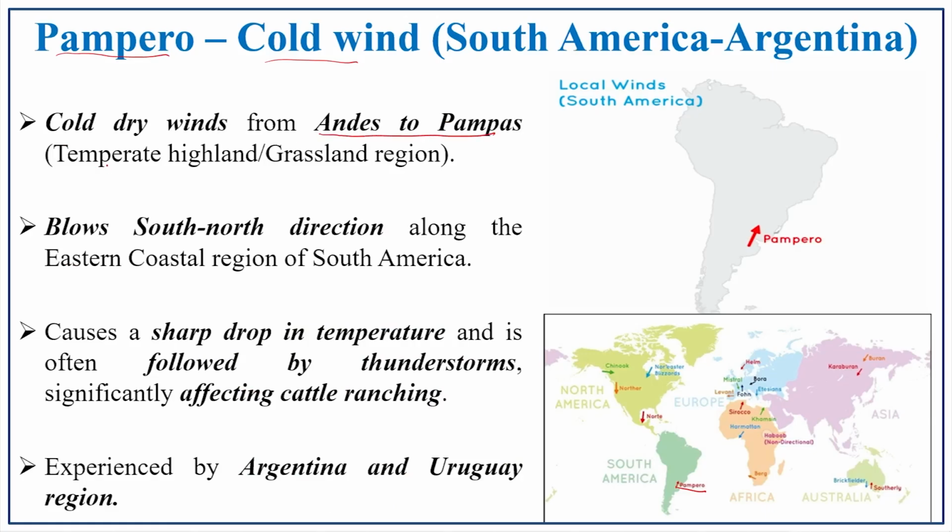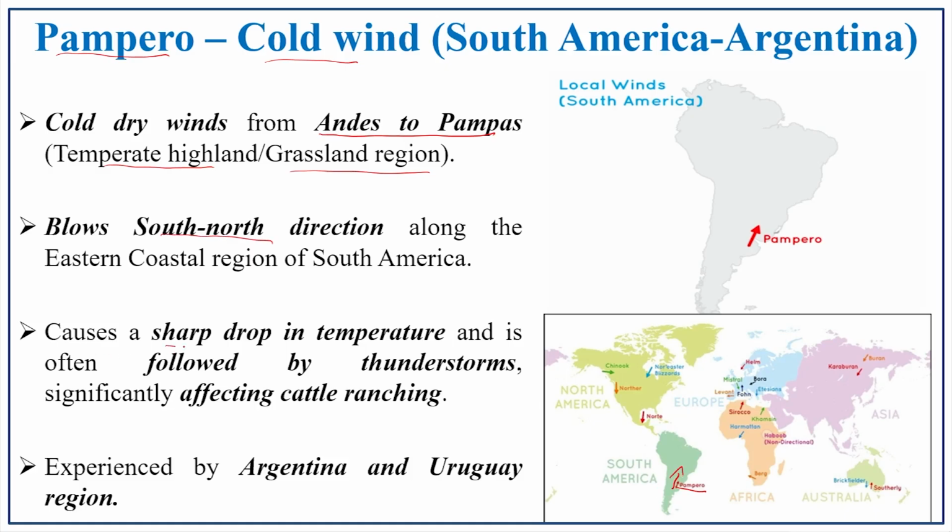So, it is a temperate highland and grassland region. The Pampas grassland region is where this wind blows. It blows from the south to the north direction. Here you can see the direction of this Pampero, south to north.